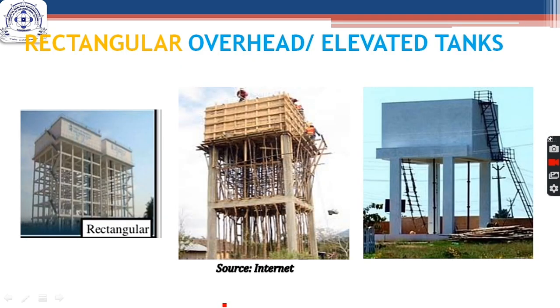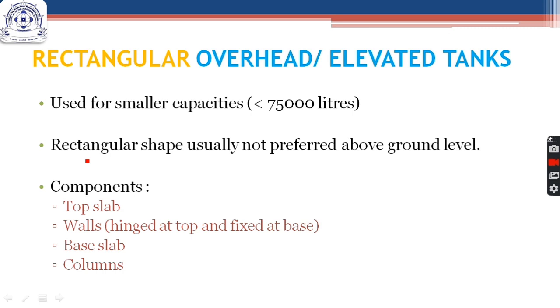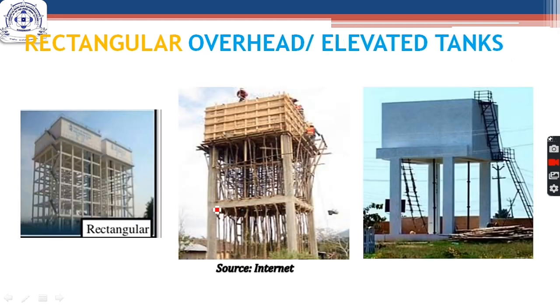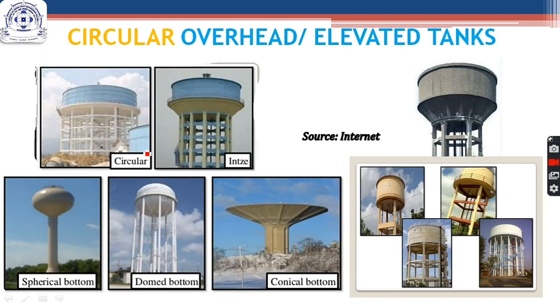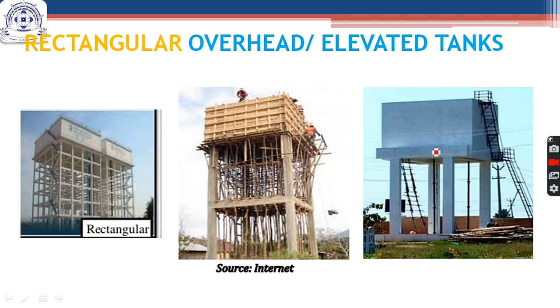Now, according to shape, there are 2 types of elevated tanks, rectangular and circular. These are some pictures which I have gathered from the internet to show you the different types of rectangular tanks. Rectangular tanks are used for smaller capacities, that is less than 75,000 liters, and the rectangular shape is generally not preferred for elevated tanks. The components of a rectangular elevated tank are the top cover, top slab, the long walls, short walls, and below that the supporting system. There will be a base slab also at the bottom.